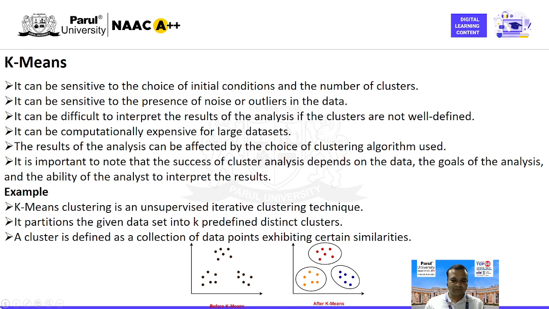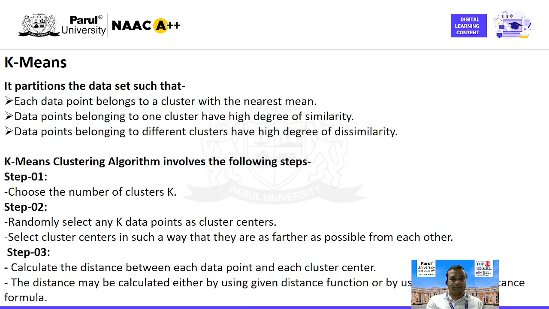You can see this picture before clustering. For example, you have data points before the k-means approach, but after k-means you will get three clusters on the basis of similarities of the data points. You will create the clusters. Three clusters here after k-means, so here k is three.